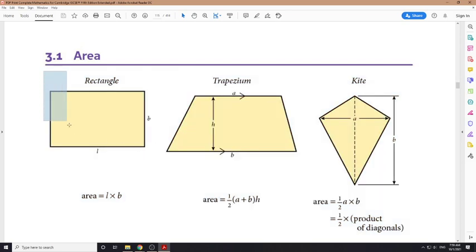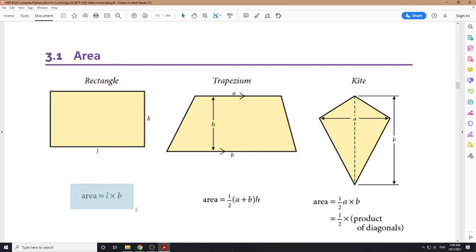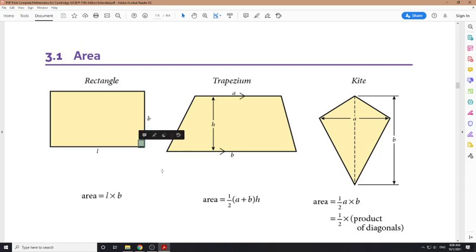So if you remember your rectangle, in fact, you should remember your rectangle. The formula is area equals length times breadth or height or whatever, as long as one line and the other is 90 degrees. The sides are all 90 degrees to each other.